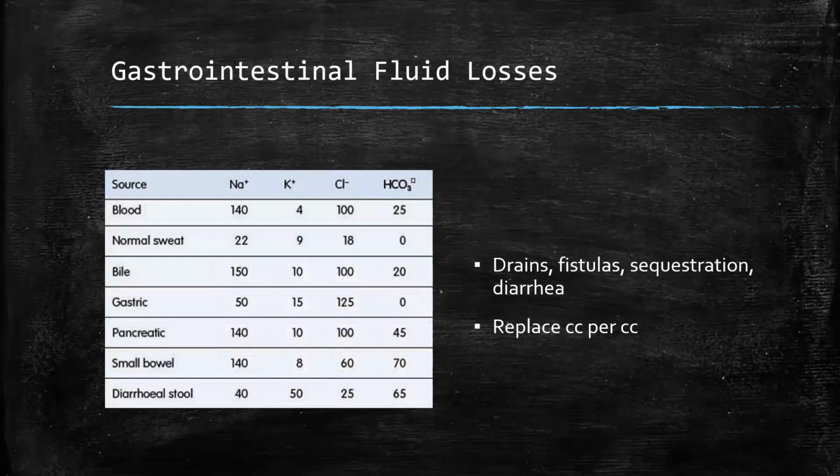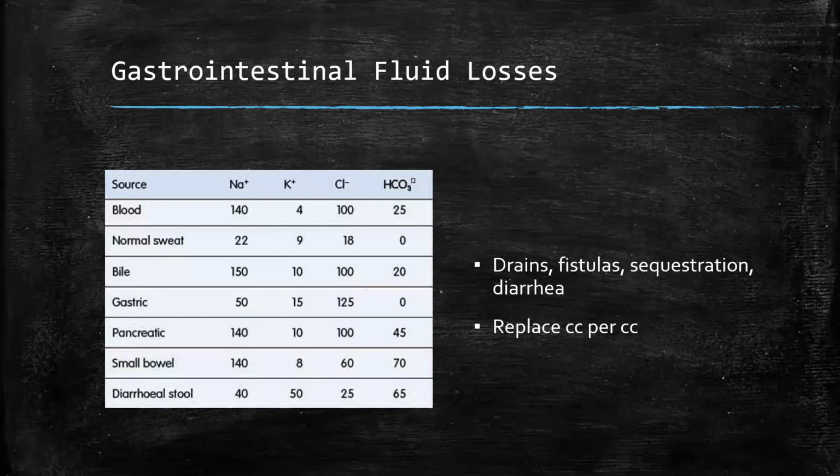And one last thing to consider is a lot of our patients are going to have some GI fluid losses. This might be through a drain or some kind of fistula, just a third space problem. If you have a patient with a C. diff, they can have extensive diarrhea. Different body fluids have different chemical and different electrolyte concentrations.